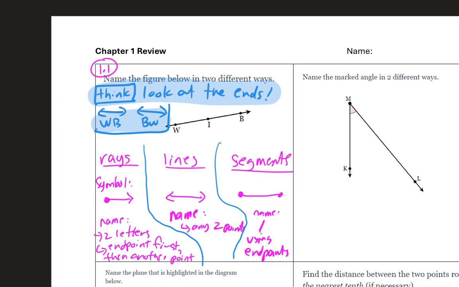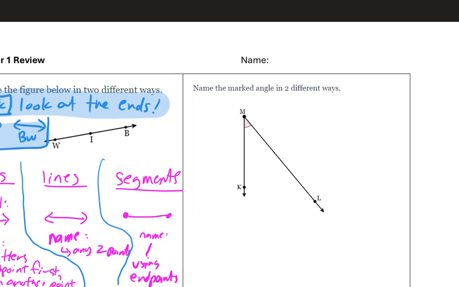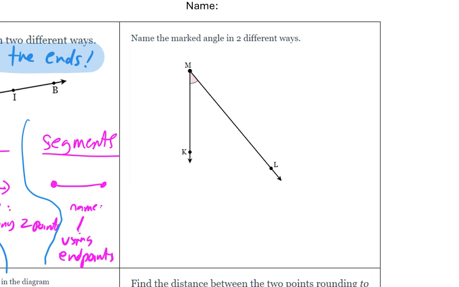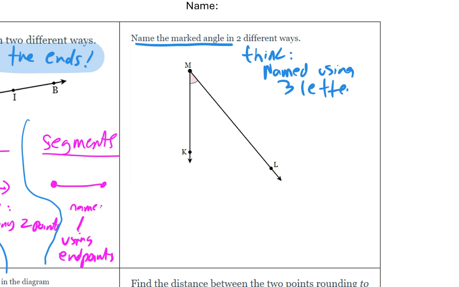So we said that one is 1.1. All these going forward are going to be 1.1 until we say it. All right, so this one, name the marked angle in 2 different ways. Here's what we need to remember: name using 3 letters. And here's the order.